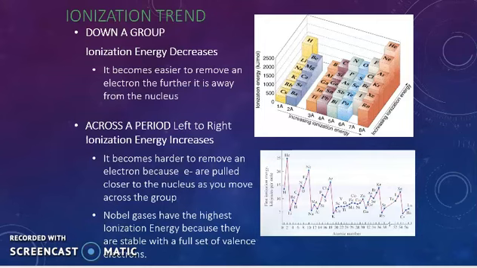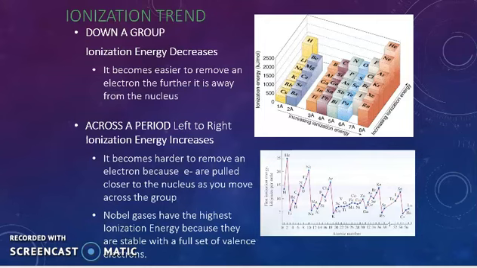As you go across a period left to right, your ionization energy increases. It becomes harder to remove an electron because the electrons are pulled closer to the nucleus as you move across a period. So if you remember the atomic radius, they're getting smaller as you go left to right. So as you go left to right for ionization energy, they're getting smaller, so it's harder to pull them away.